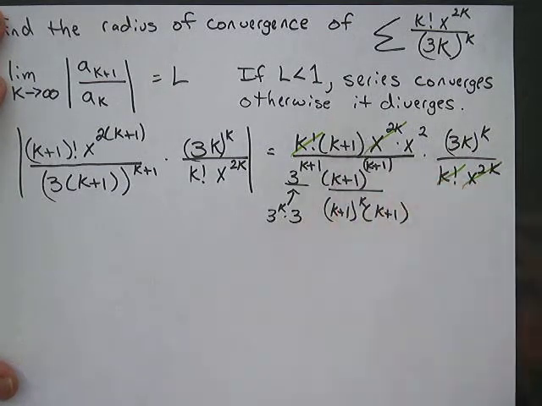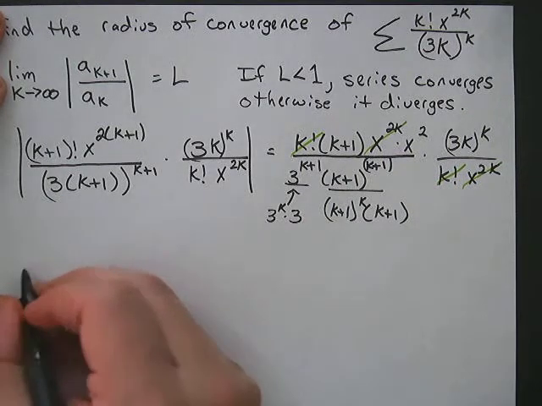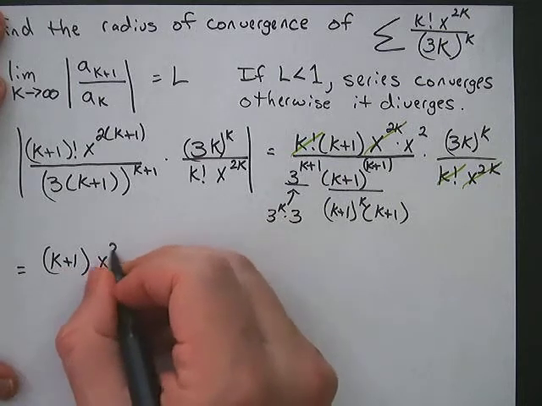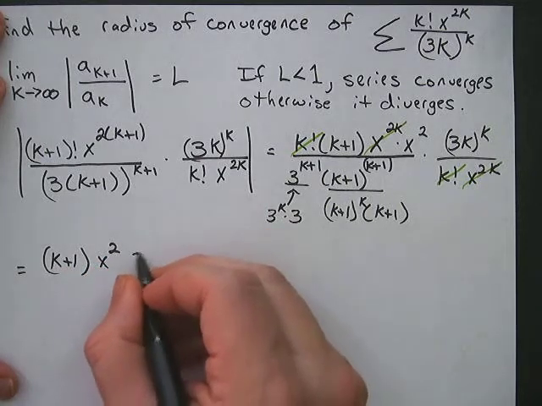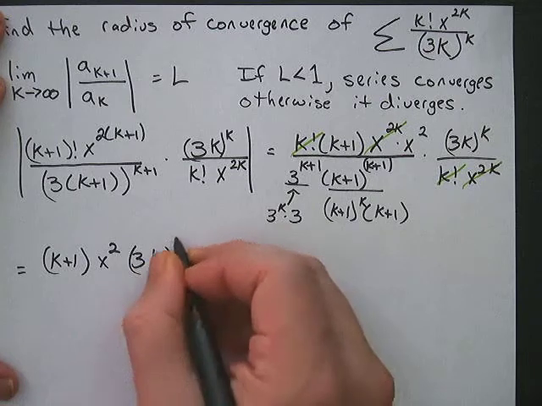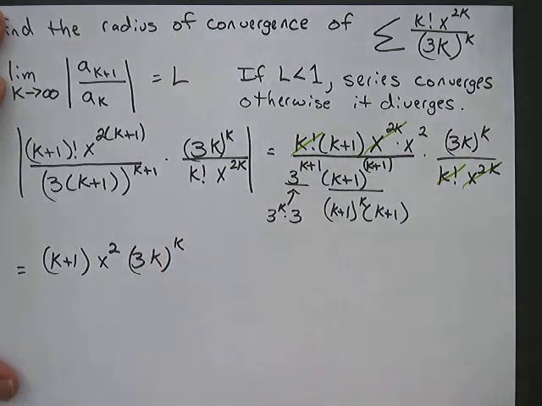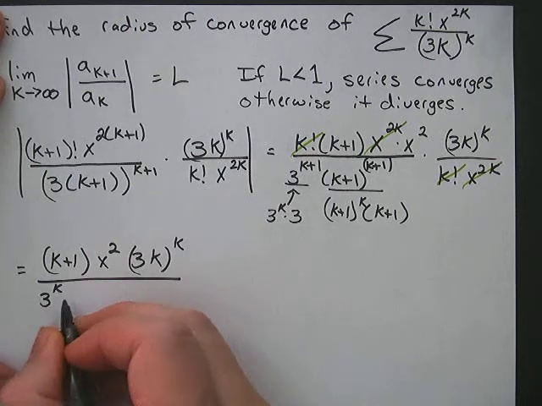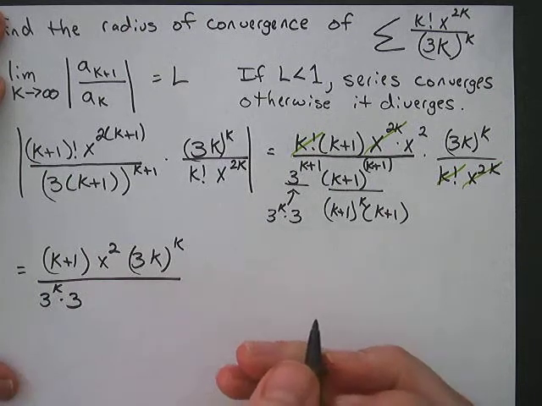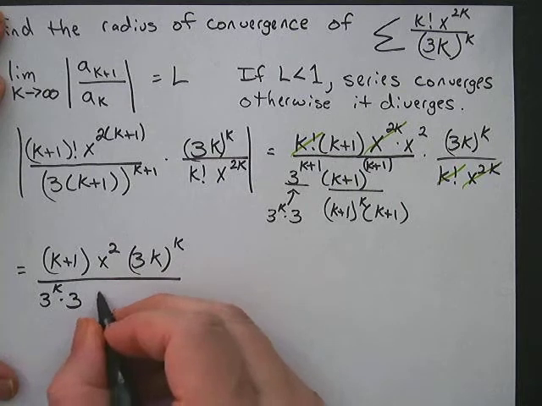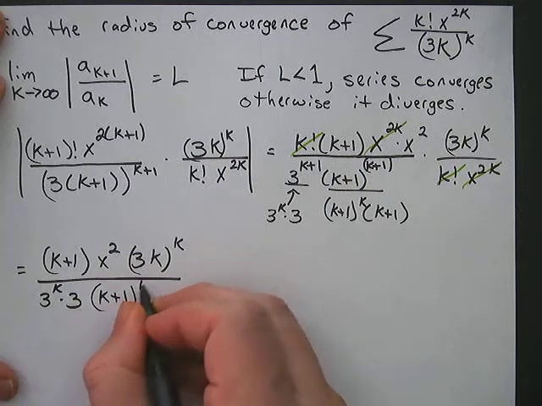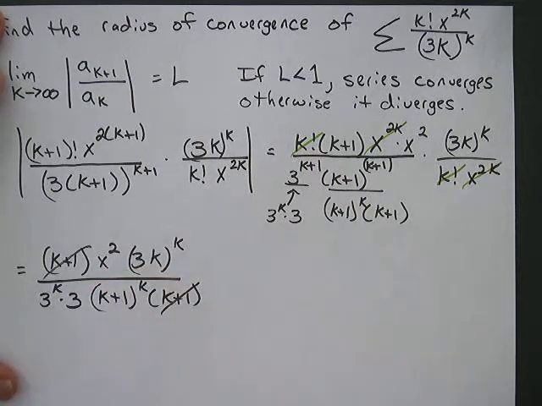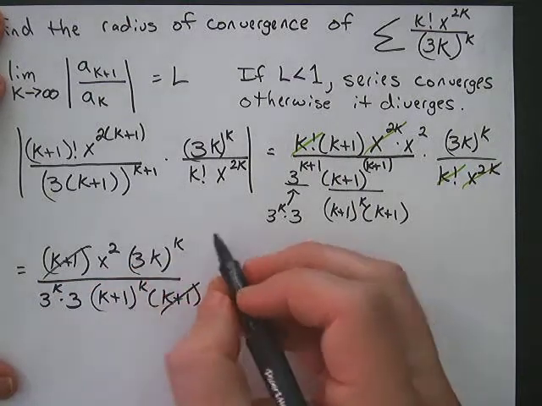That's going to cancel right here. Okay, so let's write that in the next step. So we have a k plus 1 on top and an x squared on top. We also have that other fraction, 3k to the k on top. And then on bottom we have 3 to the k times 3, and then I'll also have a k plus 1 to the k times k plus 1. Okay, obviously that one is going to reduce, and I could have actually done this one. Let's go ahead and do that.